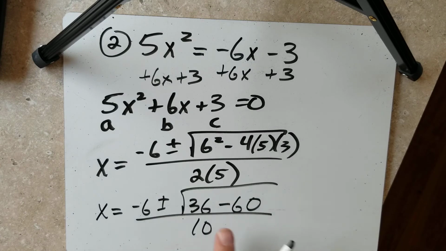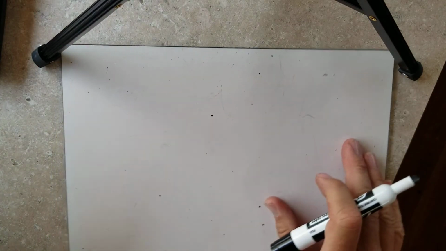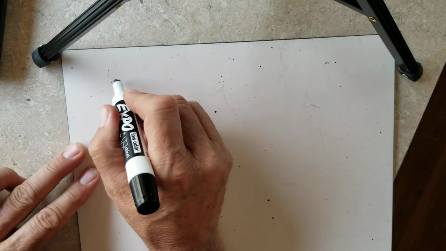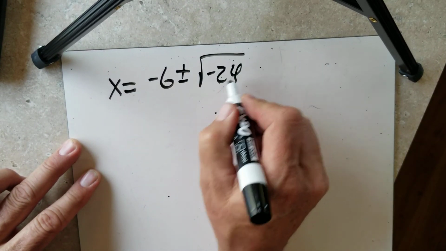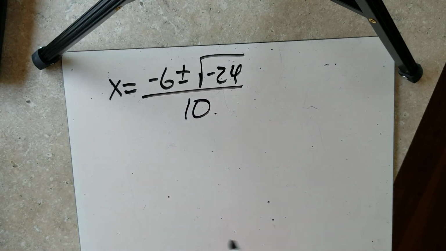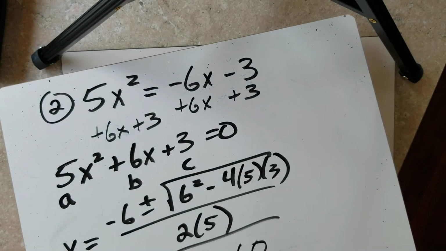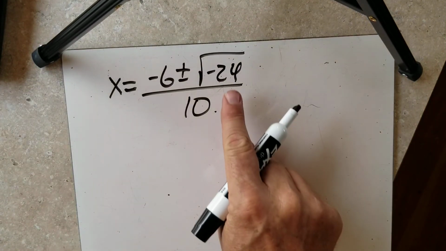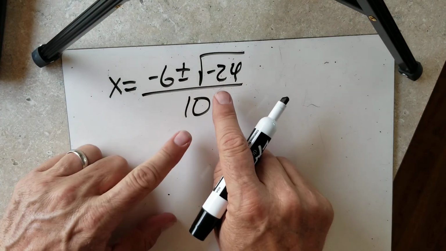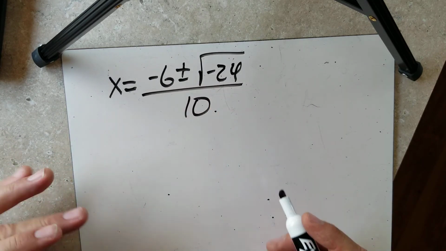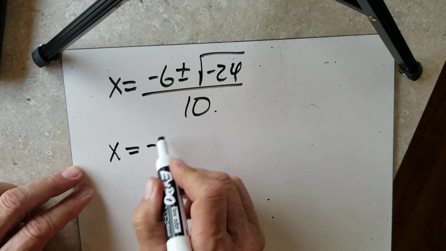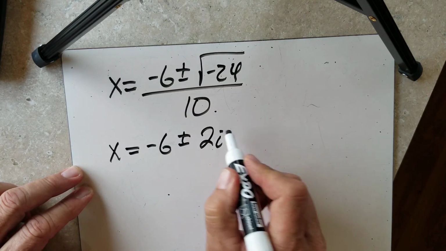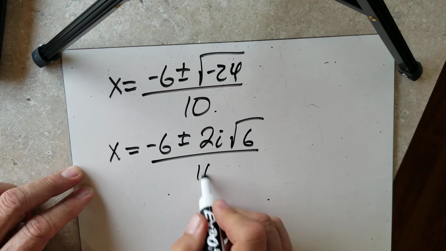Okay, this is going to give us an imaginary answer because 36 minus 60 is a negative number. Let me just change boards real quick and copy that down and simplify it a little bit. Now I have x equals -6 plus or minus the square root of -24, everything over 10. And again, that comes from 36 minus 60, which is -24. And how do I simplify the square root of -24? We got to take the i out and put it in simplest radical form. So it's going to be x equals -6 plus or minus 2i radical 6, everything over 10.